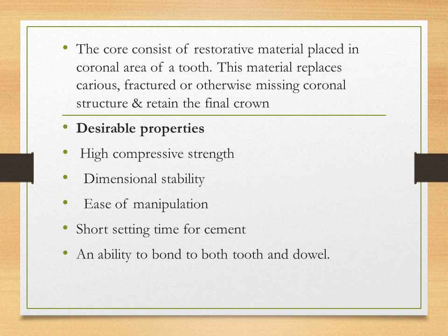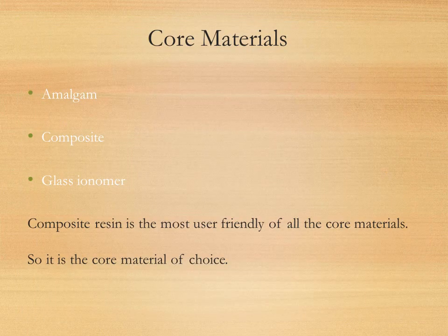So composites are the material of choice right now, but in the earlier days people have actually used amalgam, and they have used glass ionomer also. Glass ionomer is actually not too bad, so it comes in a close second after your composite resins in today's world.